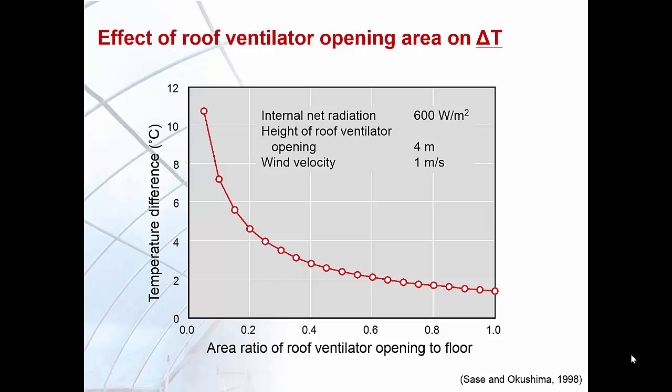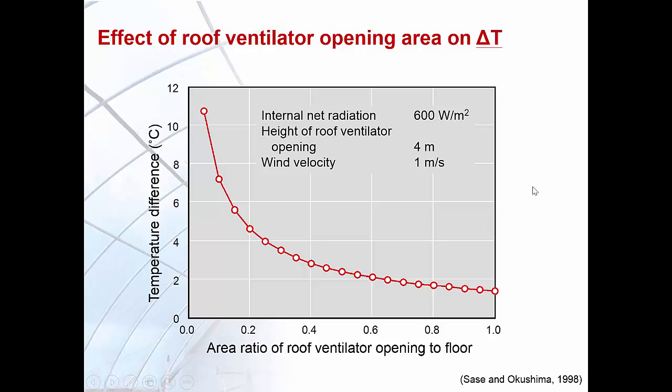Let's look at this example on the slide to discuss the roof ventilator opening area and its effect on the temperature difference between the greenhouse interior and exterior. The example here assumes an internal net radiation of 600 watts per meter squared. The height of the roof ventilator opening from the floor is 4 meters, and the wind velocity outside of the greenhouse is 1 meter per second. Again, to remind you, this example is from a naturally ventilated greenhouse with no side vent use.